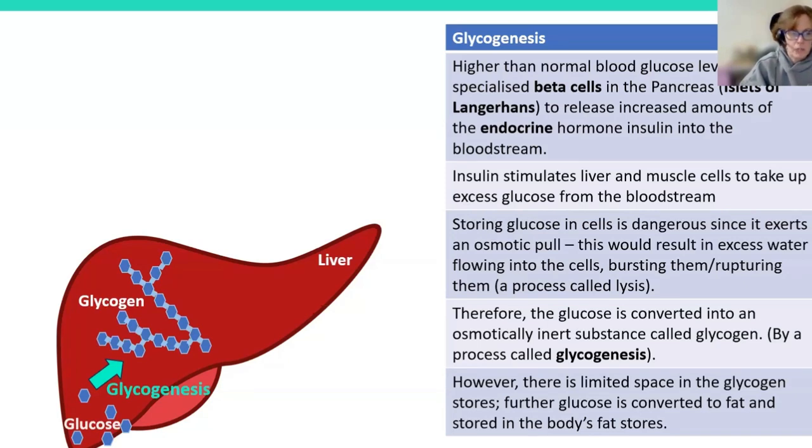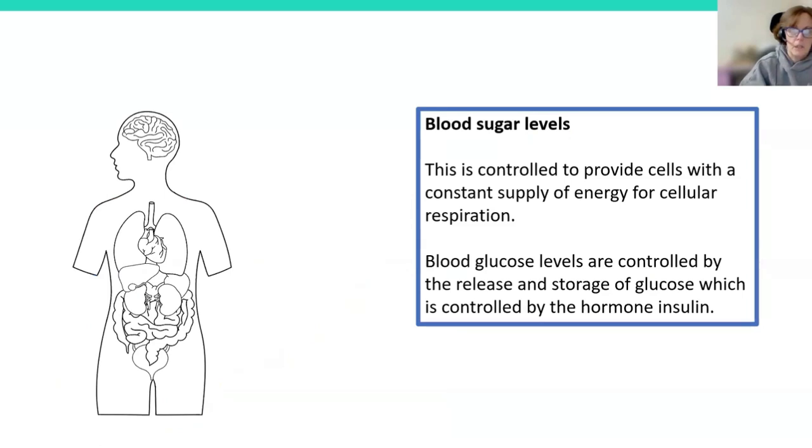There is only a certain amount of space we can store glycogen, and the rest of it's then converted into fat. So we need to do the opposite as well. If we haven't eaten for quite some time, we need to return that glycogen into glucose so that we can get blood glucose levels up around the cells, because we need a constant supply of glucose to keep us going.